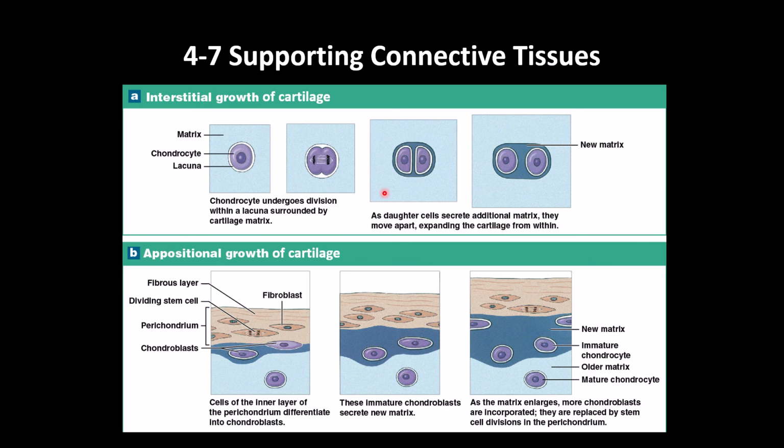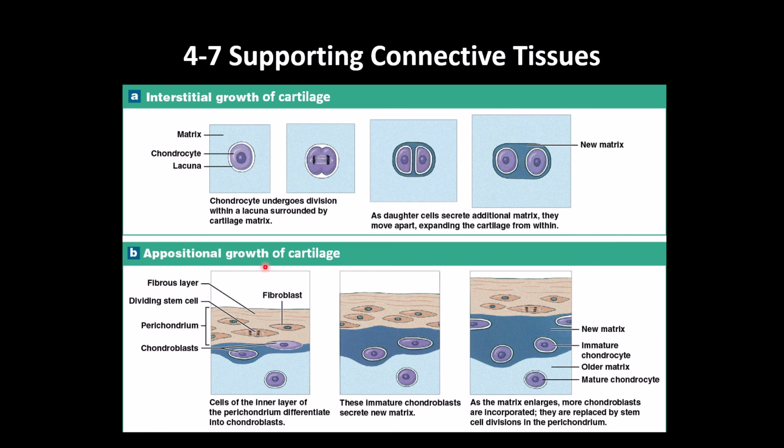And this is how you can see the growth of the cartilage. There are two types. One is interstitial growth, and the second one is called appositional growth. Here you can see the chondrocyte is inside the lacuna, surrounded by the matrix, and the chondrocytes divide and become two. So from one it became two, and now the new matrix is formed there. This is how the cartilage becomes bigger and bigger.